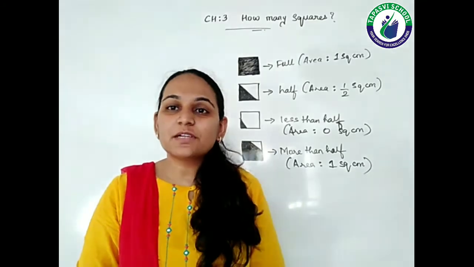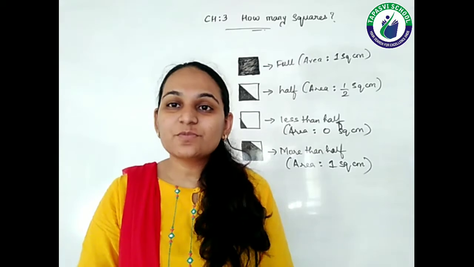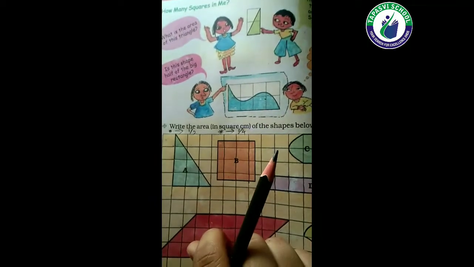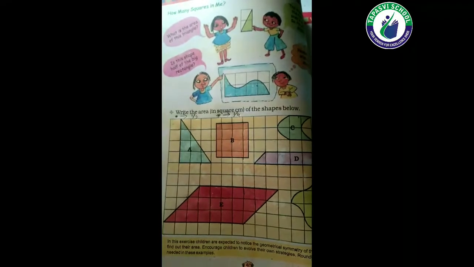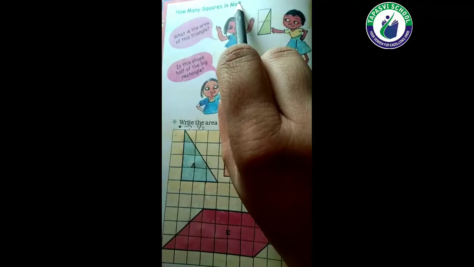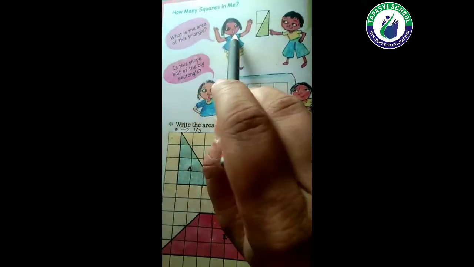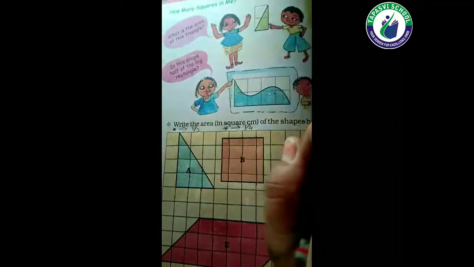Students, based on this particular topic, we are having certain shapes which are there in our textbook. So let's see that. Okay students, now we are going to see page number 40 of your textbook, that means standard 5th textbook. There is a heading, how many squares in me. Now what is the area of this triangle? This girl is asking what is the area of this triangle, right?